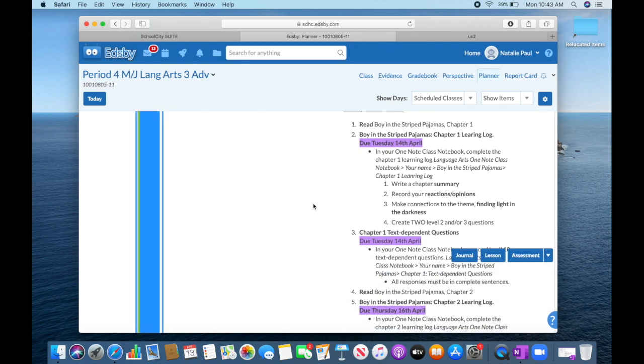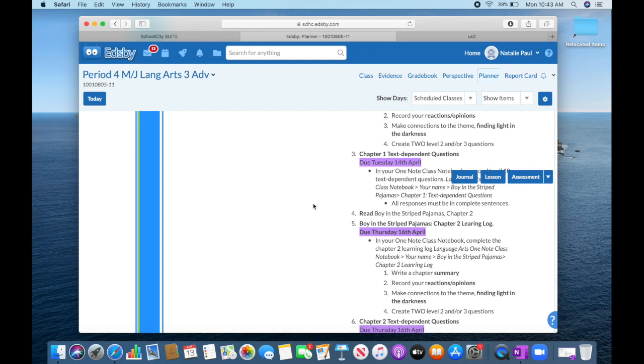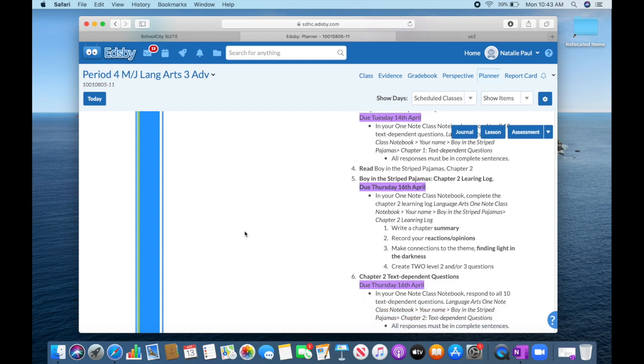So first you want to read chapter 1 of Boy in the Striped Pajamas. You have a learning log to do, and that's due on Tuesday. So that's due tomorrow, and you're going to complete that in your class OneNote. The third activity you have are text-dependent questions from chapter 1. Then you're going to read Boy in the Striped Pajamas chapter 2. You have a learning log for chapter 2, and if you notice, the due date is different, so this is due on Thursday.